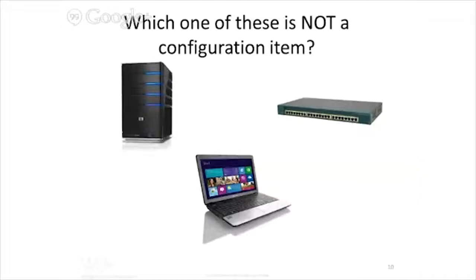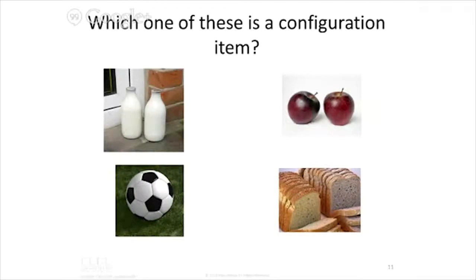Okay. So my question was, which one of these is not a configuration item? Okay, since you're taking that much time, I'm going to put another question out. Which one of these is a configuration item? I've got bottles of milk, I've got two apples, I've got a football and some bread. Is the football a configuration item?